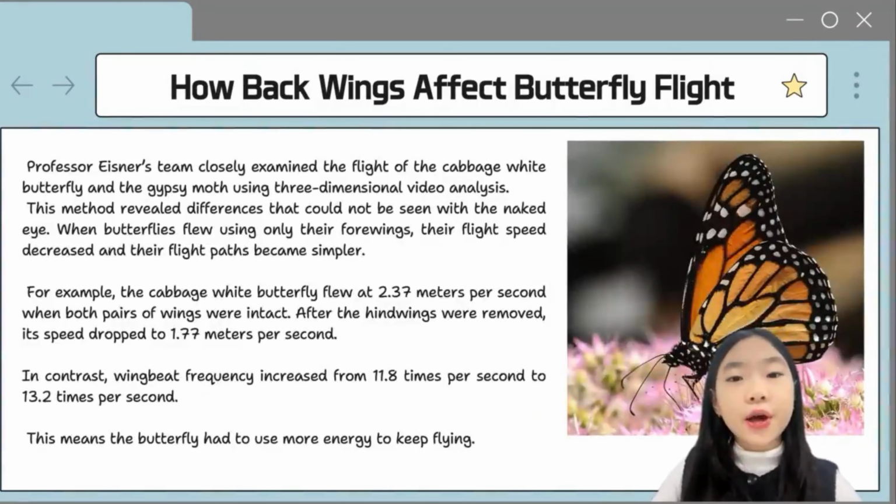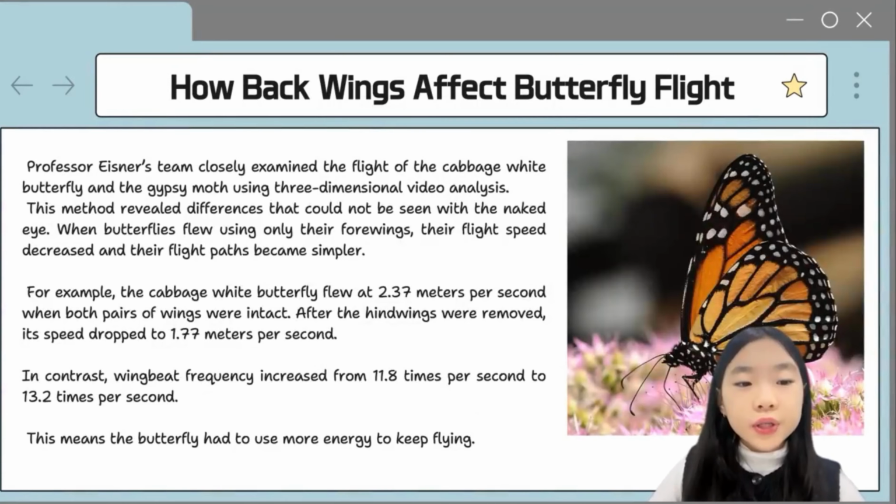How back wings affect butterfly flight. Professor Eisner's team closely examined the flight of the cabbage white butterfly and the gypsy moth using 3-dimensional video analysis. This method revealed differences that could not be seen with the naked eye. When butterflies flew using only their forewings, their flight speed decreased and their flight paths became simpler.